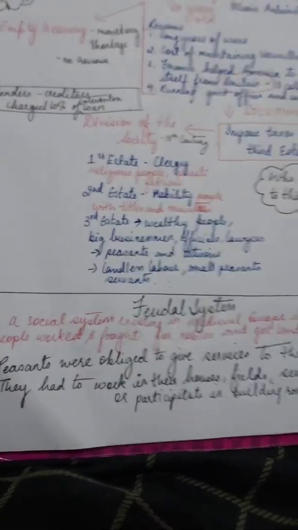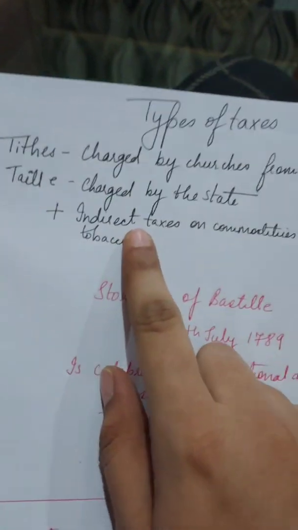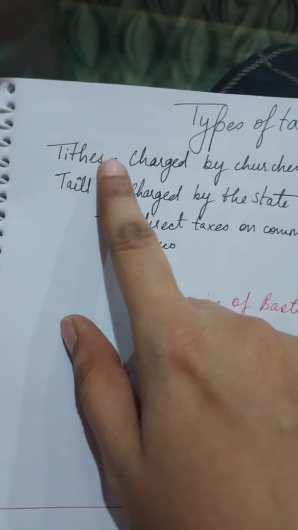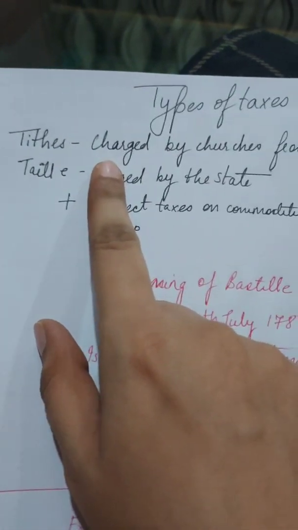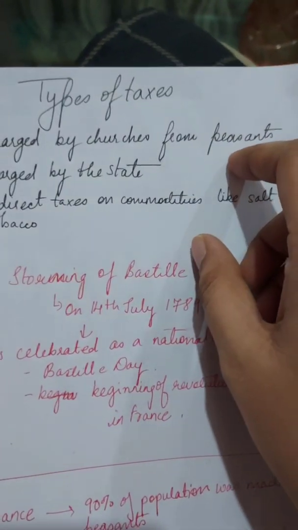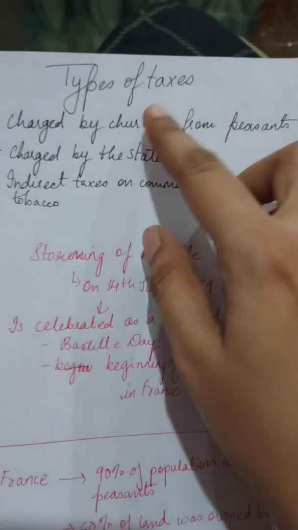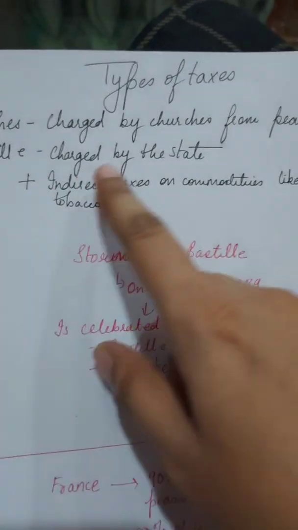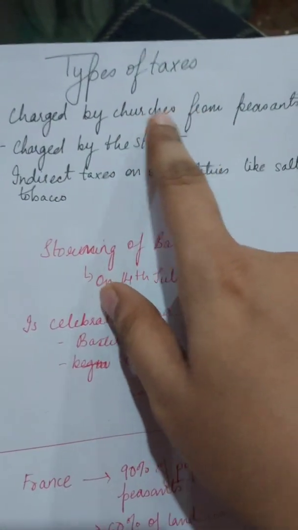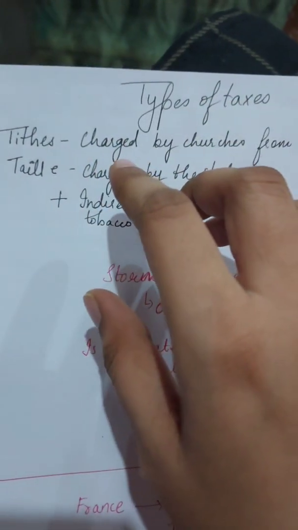Now let's look at the kind of taxes imposed on the people. There were some direct taxes and indirect taxes. Direct taxes in the form of tithes. Tithes were given to the church. Okay, the church charged some taxes on the peasants, because they used to give them land. So we have already read it in the feudal system. Land was given by the nobles and by the priests and the religious people to the peasants. So what was the tax charged at that time?